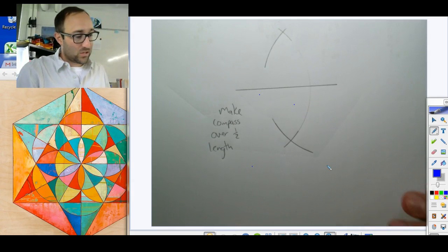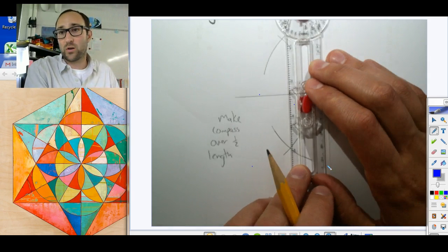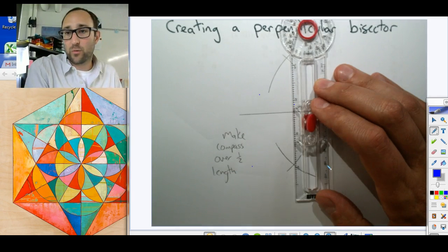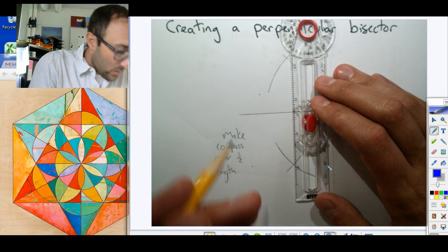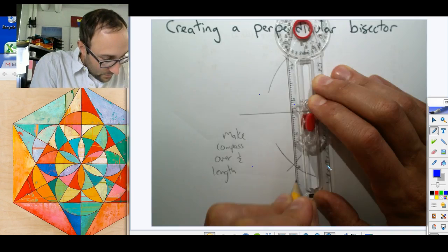Then I'm going to take the straight edge part here, and if you made your circles or arcs too large, then this isn't going to be long enough. You're going to need a different ruler to make sure that it's long enough. So my perpendicular bisector would go from here to here, and I would mark it.